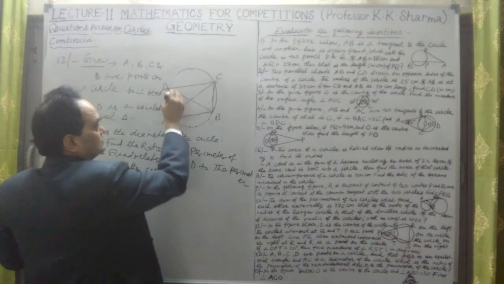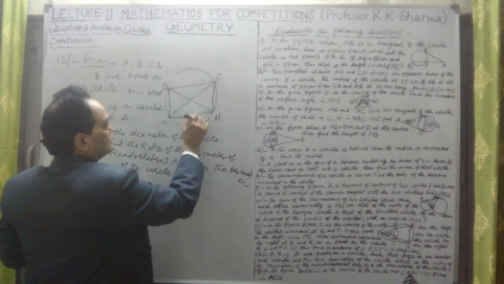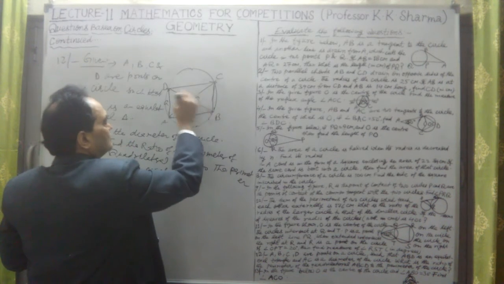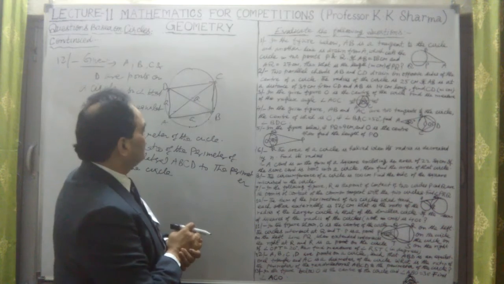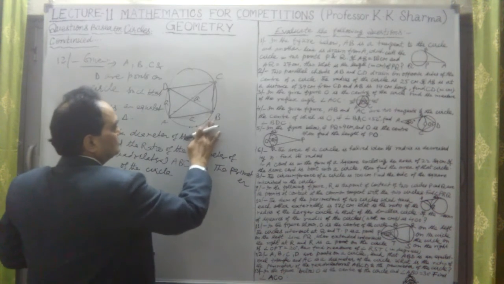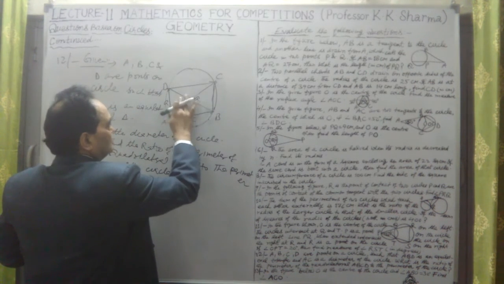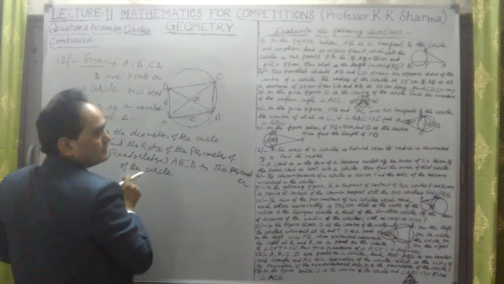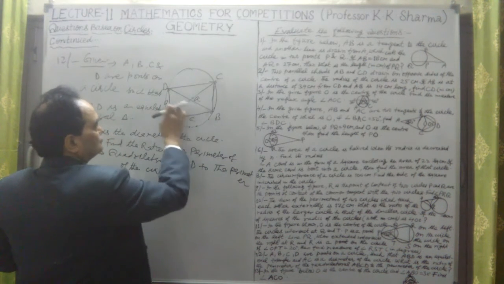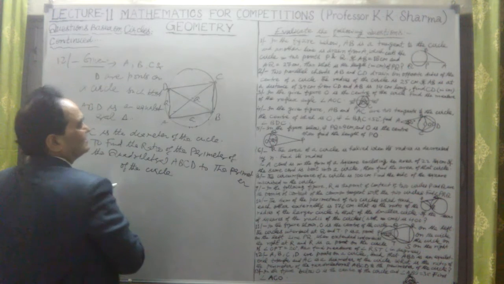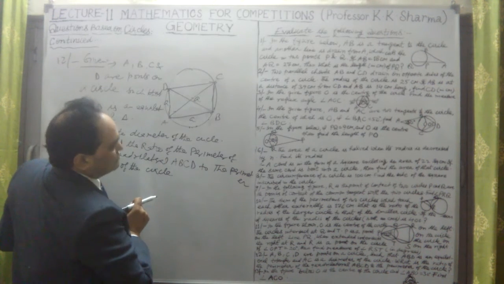Now what is given to us? These three sides are equal. This is suppose A, this is also side A. BD is equal to this side, and AC is the diameter of the circle. So the perimeter of the triangle is 3A, but these two sides are 2A only. And the other side is not known.